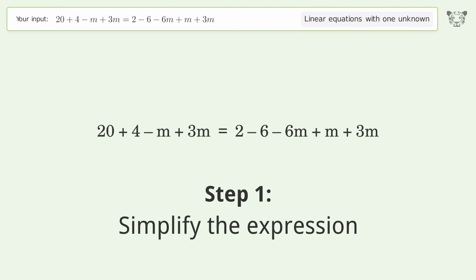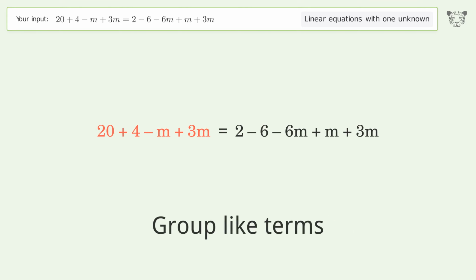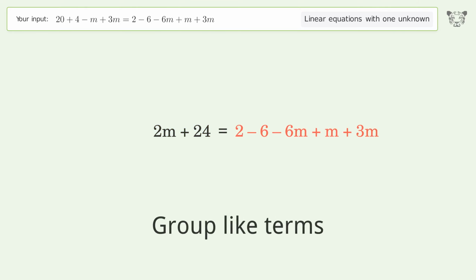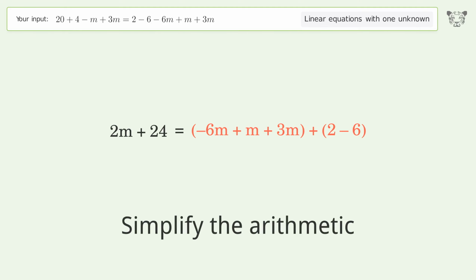Simplify the expression. Group like terms. Simplify the arithmetic. Group like terms. Simplify the arithmetic.